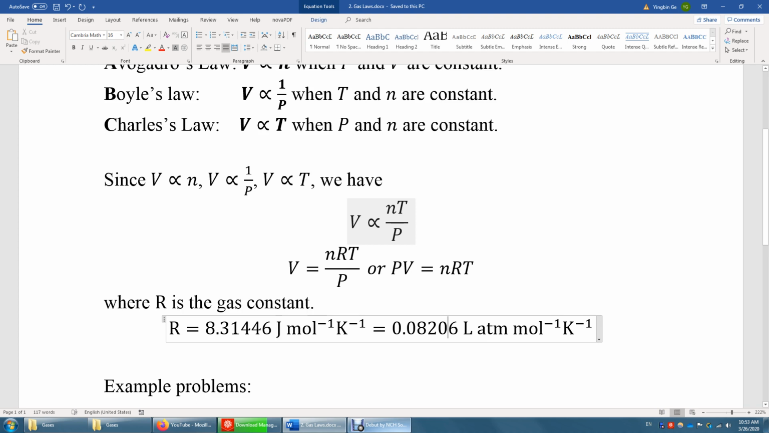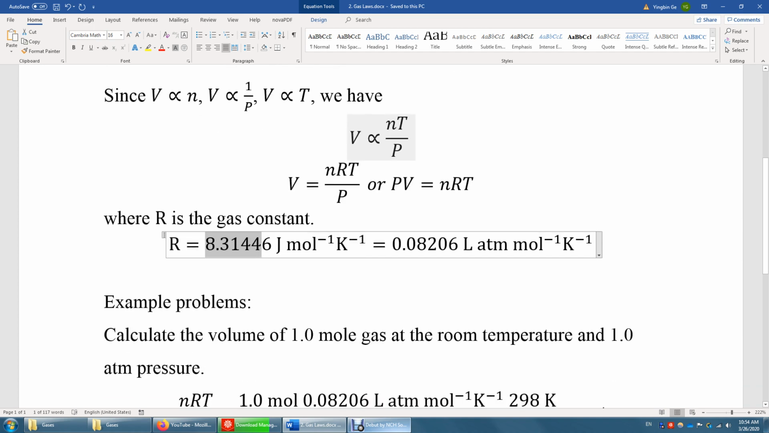R is also equal to 0.08206 liter ATM per mole per Kelvin. Why so? 1 ATM is 101,325 pascals. 1 liter is 0.001 cubic meter. Therefore, 1 liter times 1 ATM is 101.325 Pascal cubic meter, or roughly 101.3 joules. So if you use 101.3 multiplied by this number, you will get 8.314.